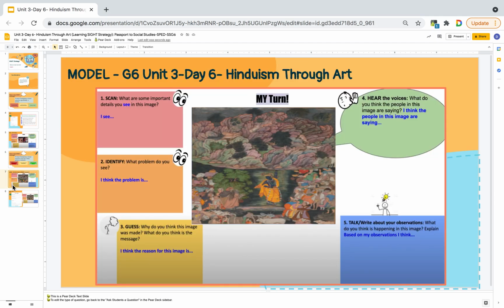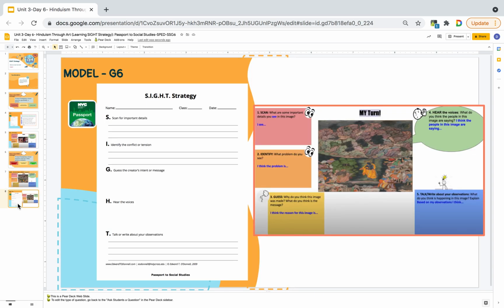Your teacher is going to provide this image to you in Day 6, Unit 3, Hinduism through Art. Can you use the SIGHT strategy to make some inferences about this image? I think you can. You might receive something like this or a handout that looks like this. The most important thing to understand is that it is the same exact strategy, just a different format.